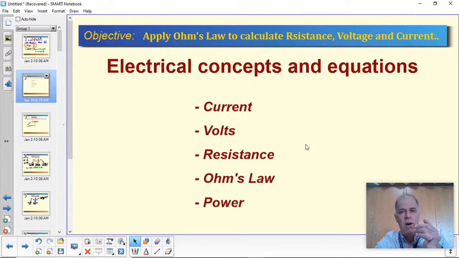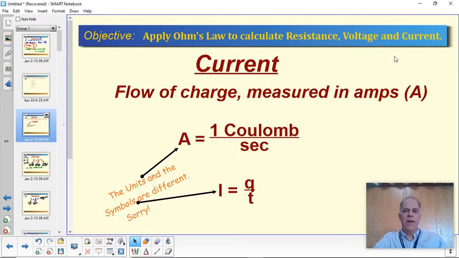We're going to learn about current, volts, and resistance: what they are and what symbols we use to represent them. Then we're going to learn about Ohm's law, which is how these three quantities relate to each other. Finally, we're going to learn about electric power, which is one more equation and some combinations of equations. First we're going to look at current, and we've seen current before, so that's a good place to start.